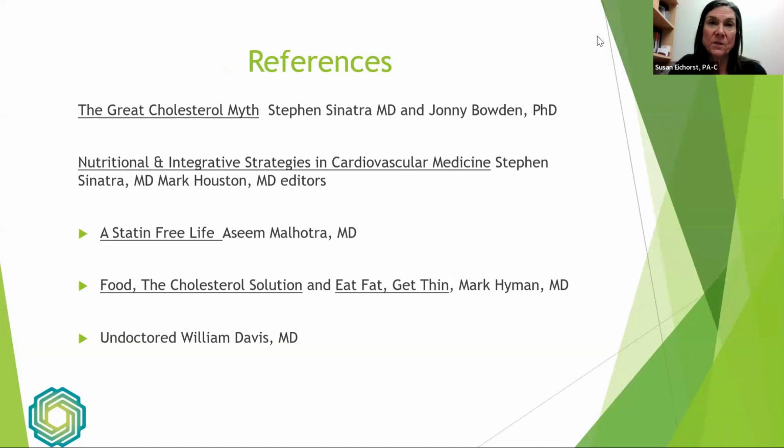There's tons of references out here, you guys. I certainly love to read through these. You don't have to get as nerdy as I do, but there's a number of books and articles that go through the cholesterol myth, give you a lot more information than I have here. It's a great resource on this. He has written a number of books about the cholesterol myth, how to get better cardiovascular health, more nutrition and integrative methods. A Statin-Free Life by Dr.